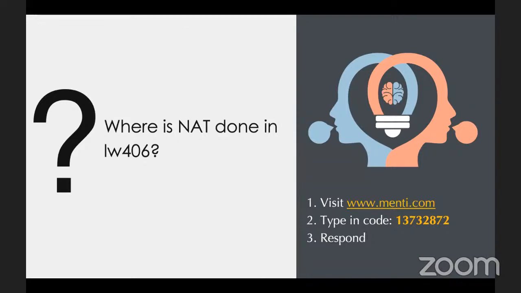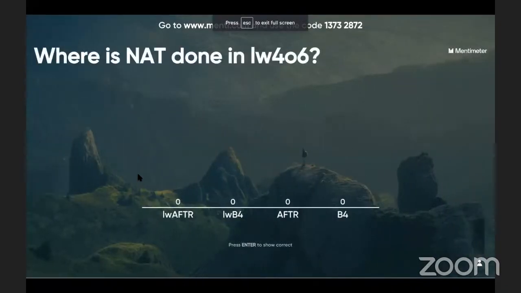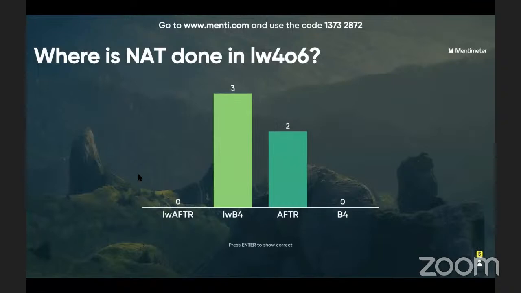So the last Menti, before you move on, go head over to menti.com. The question is, where is NAT not done in lightweight 4over6? So 8 people, 12. So no one is choosing the B4 at the end.